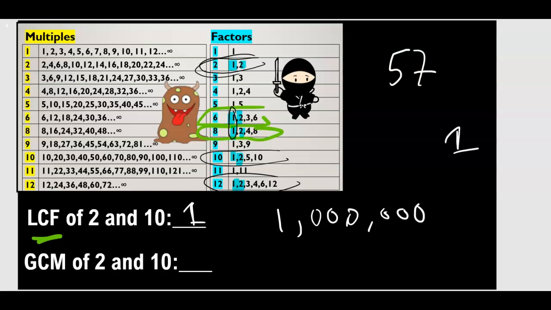1,000,000 and then also 2. The least common factor is going to be 1. It's always going to be 1. We're done with that one. Okay, it's always going to be 1, not useful.